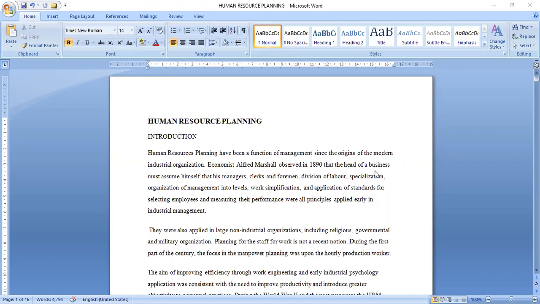So when we talk about human resource planning, we are basically looking at how organizations work to make sure that they get the right employees with the rightful skills in the rightful positions to be able to attain organization goals, right?